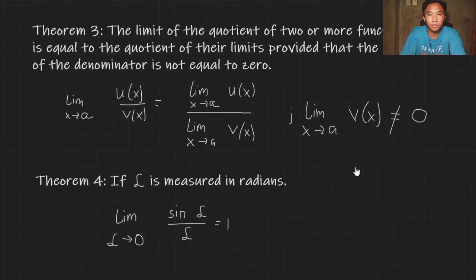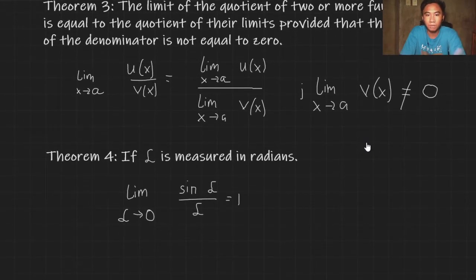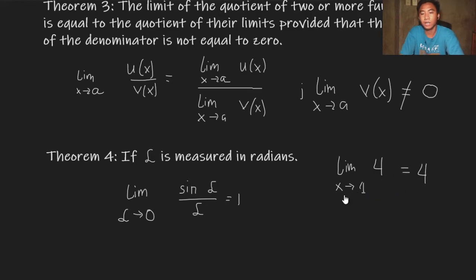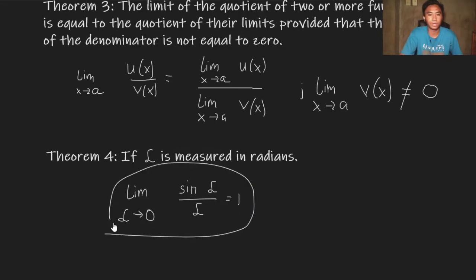Meron pang limit of a constant, mga ganun. Pero, hindi na masyado makaka-apekto yun kasi, yung limit ng constant, diba, limit of 4 as x approaches to 1, ang value pa rin is 4. Yan. Wala ka kasing papalitan na x. And our theorem number 4 is, if alpha is measured in radians, the limit of sine alpha over alpha as alpha approaches to 0 is equal to 1. Ayan.